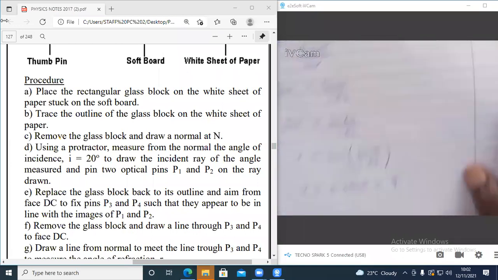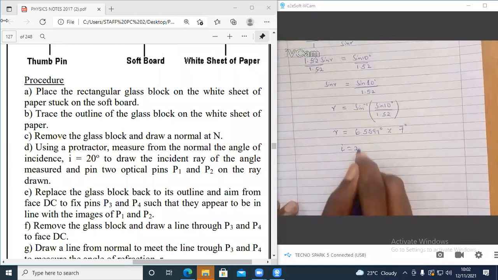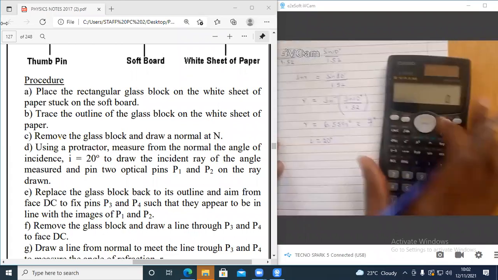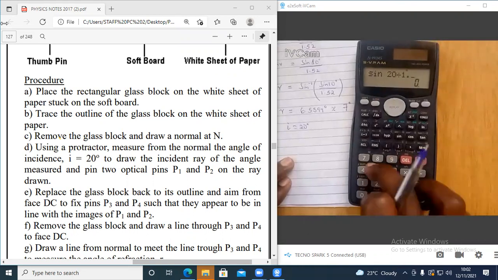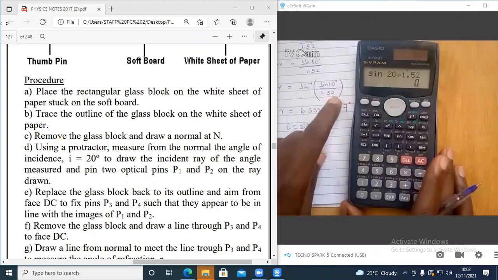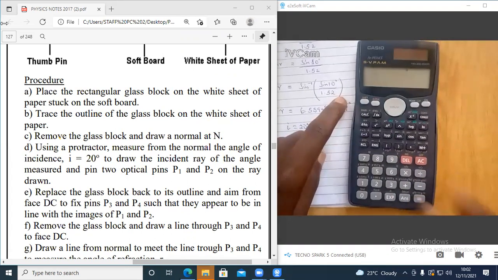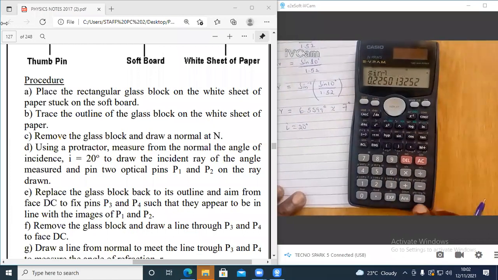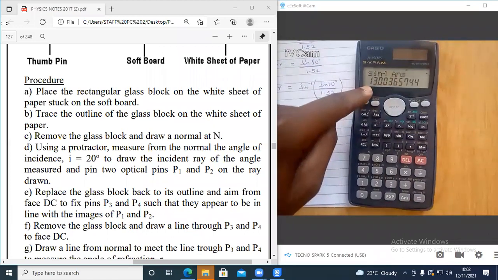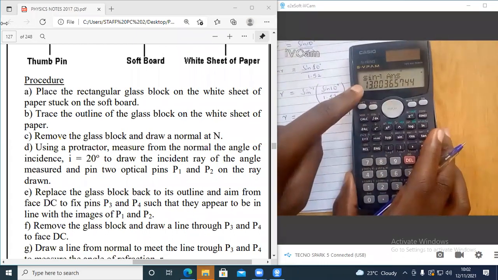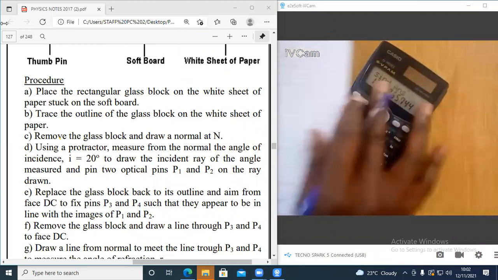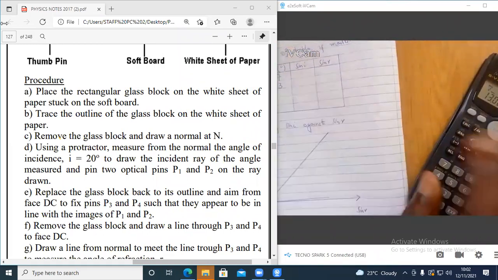What about if it's 20? If I is 20, we shall have sine of 20 divided by 1.52, because this one is constant. The refractive index of glass is constant; it remains 1.52 throughout. We get that, shift, sine of that. The answer is 13. So here is supposed to be 13.